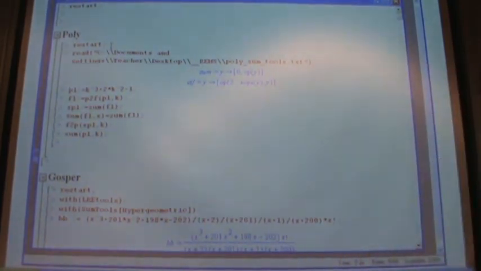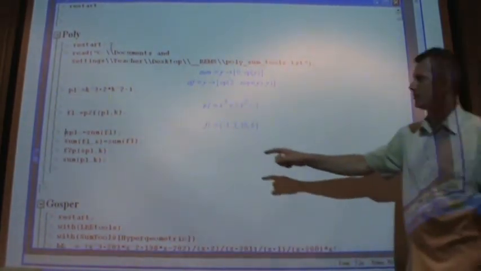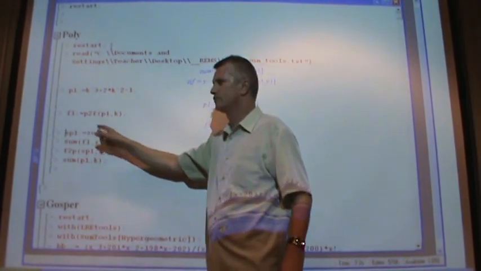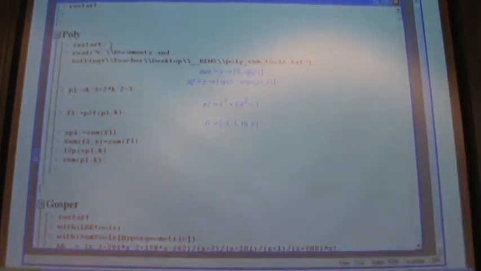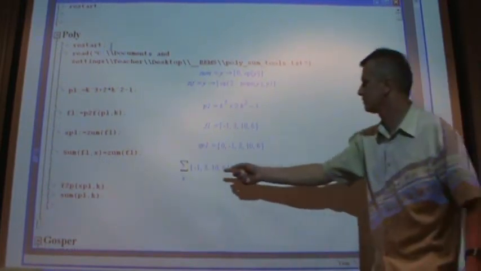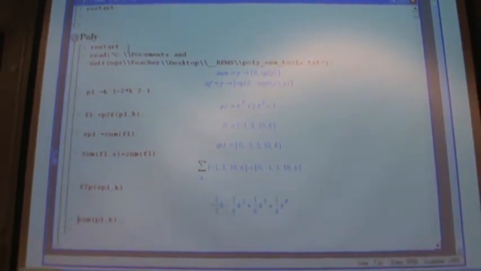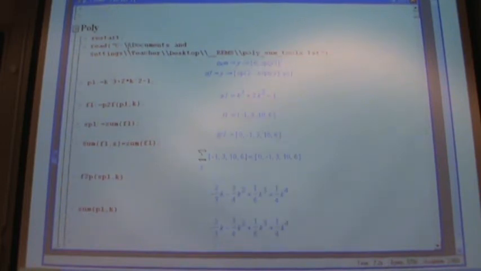Well, of course we need basis conversion, polynomial to falling factorial, then summation is trivial, I show you the result. And of course we want to convert back from falling factorial to polynomial.